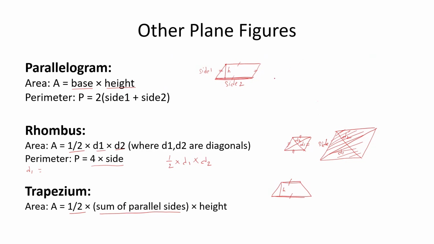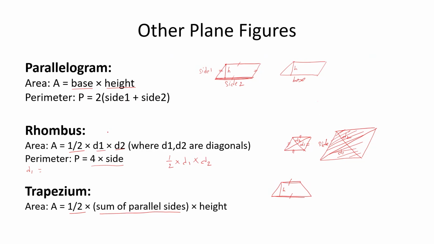Given a parallelogram, this is the base, and if you connect these two, this is the height. So base into height is the area. Perimeter: you start from this point and cover this plus this plus this plus this. So 2 times (side 1 plus side 2), similar to the perimeter of a rectangle.